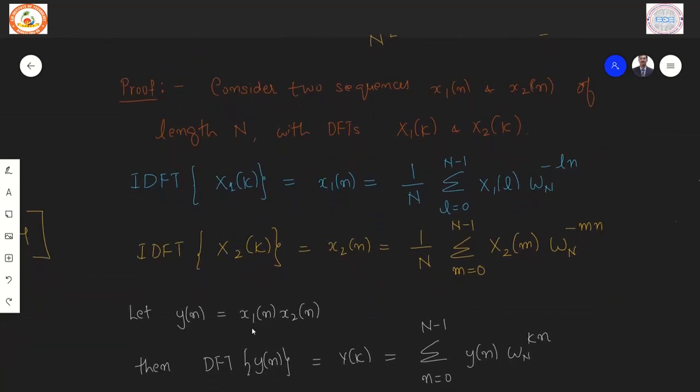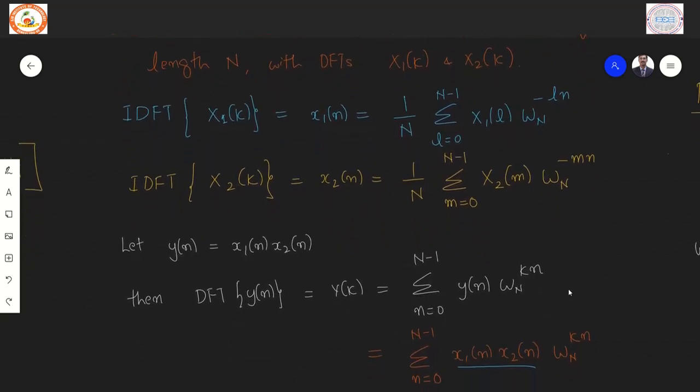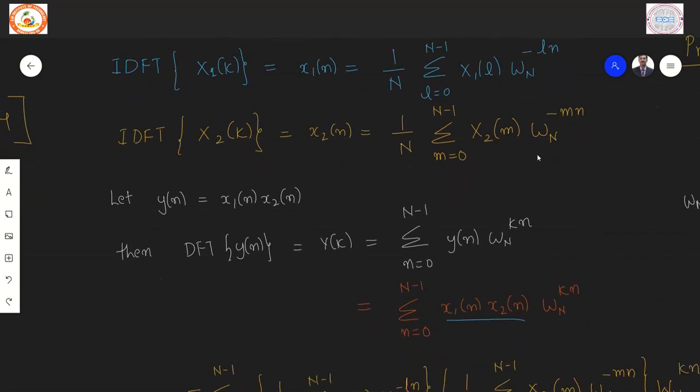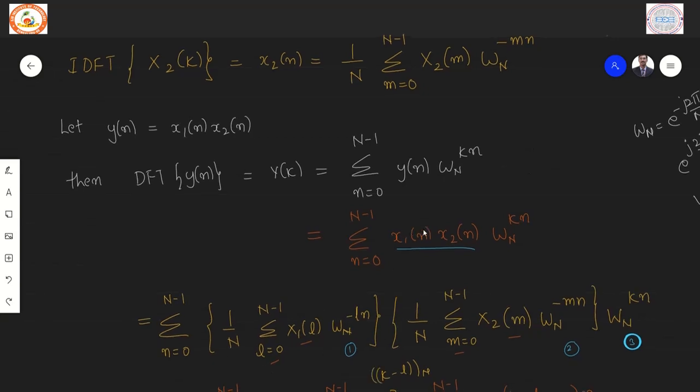Let y of n describe the product x1 of n into x2 of n. Then its DFT can be denoted as Y of k. From the definition of DFT, we have summation n between 0 to N minus 1, y of n, W_N to the power of kn. We are aware that y of n is the product of x1 of n and x2 of n. So inserting it in the equation, and since we have developed two equations to represent the two terms, let us replace them. Substituting the values of x1 of n and x2 of n from the above equations, this is what we get.